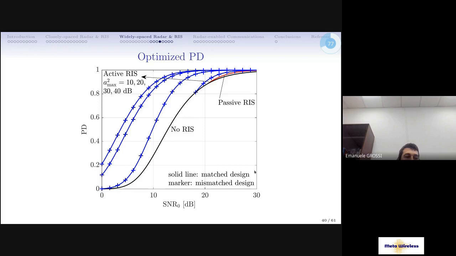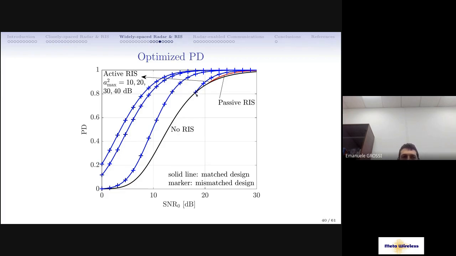So this is the first figure, where we show the optimized probability of detection as a function of the SNR. And we can see that the black line is the no RIS case, and the red line is the passive RIS, which is useful only for very high SNRs, greater than 20.5 dB, where the indirect link is sufficiently strong that diversity is helpful. At lower SNR, it is much better to devote all the available power and resources to the best link, that is the direct one, to maximize the integration gain.